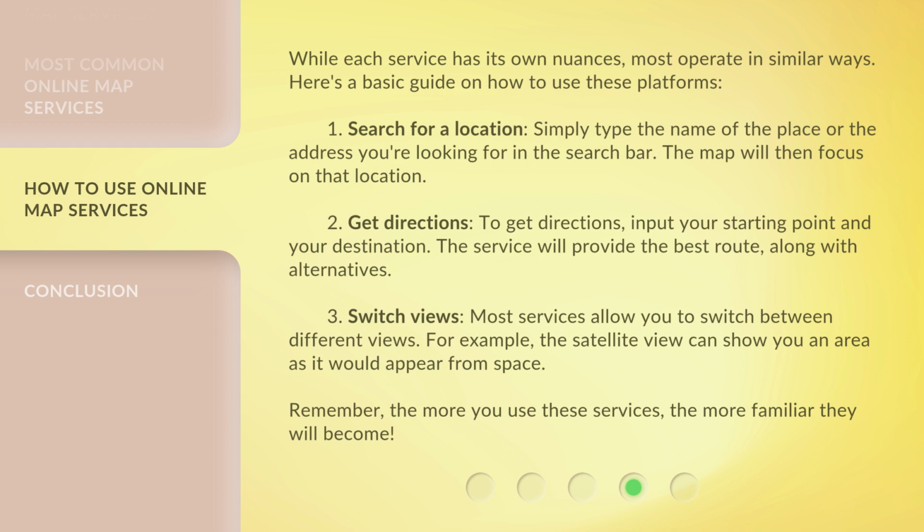2. Get directions. To get directions, input your starting point and your destination. The service will provide the best route, along with alternatives. 3. Switch views. Most services allow you to switch between different views. For example, the satellite view can show you an area as it would appear from space. Remember, the more you use these services, the more familiar they will become.